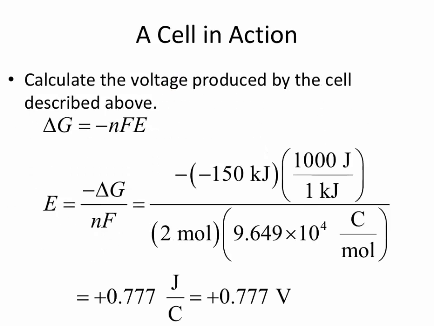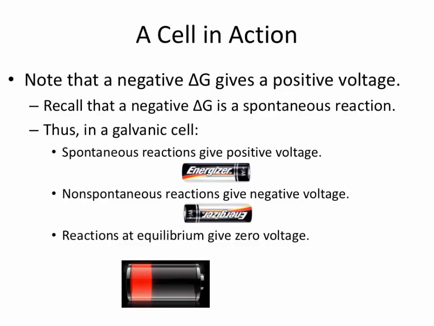Now let's suppose that we want to calculate the voltage produced by the cell that we described above. Remember that we have delta G is equal to minus NFE, and so we want to find the voltage, we want to find this E. So we can rearrange that to then E is equal to minus delta G over NF, and when we plug in our values, we then get down here a value of positive 0.777 volts.